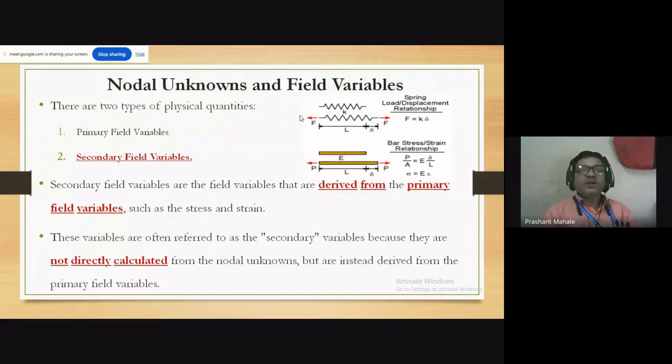So these variables are often referred to as secondary variables because they are not directly calculated from the nodal unknowns, but are instead derived from the primary field variables. Like if I get displacement directly, then it is a primary variable. From displacement, I can calculate strain, which is a secondary variable. And from strain, I can calculate stress, that is also a secondary variable. Like that.